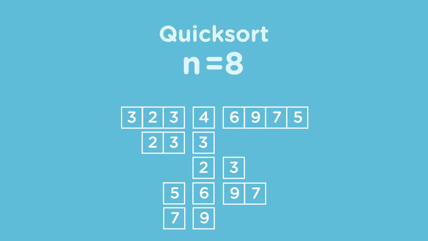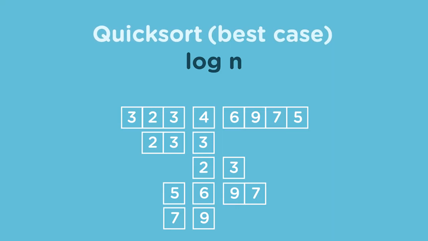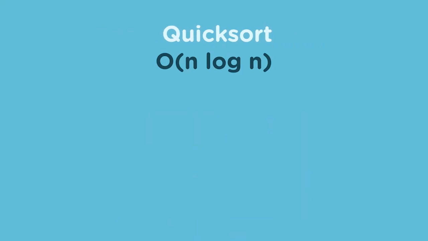The number of times you need to divide n in half until you reach 1 is expressed as log n. So you need to repeat n sorting operations log n times. That leaves us with the best case runtime for quicksort of O(n log n). But that's the best case. What about the worst case?